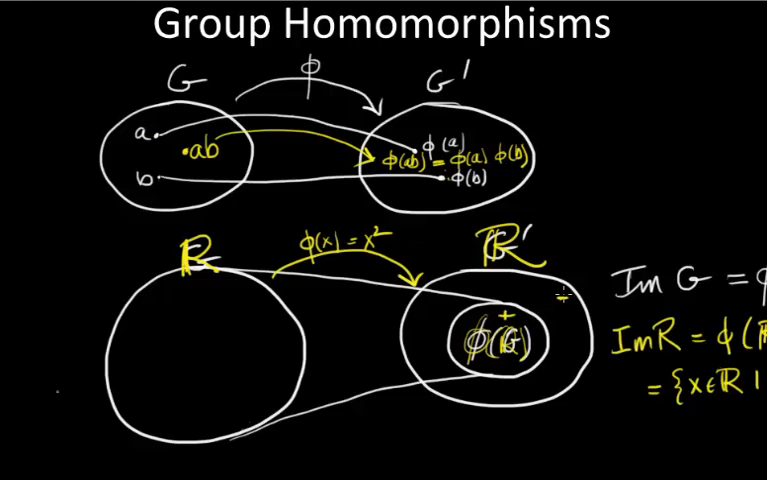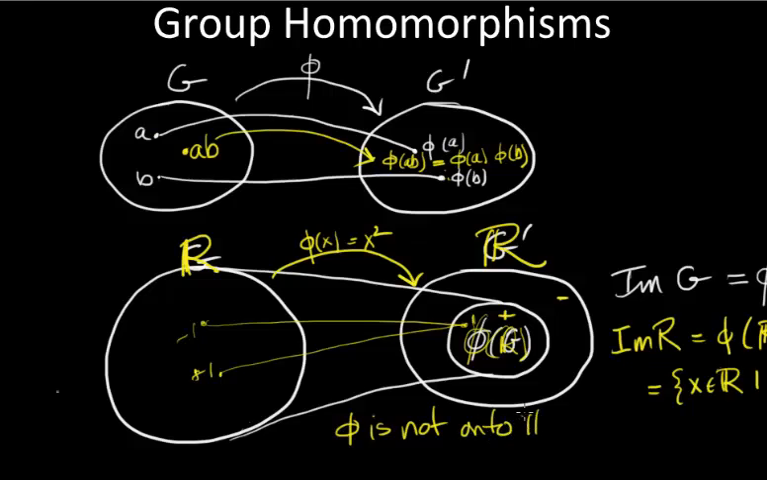This is not an onto mapping. It's onto its image, which is a subset of R. Another thing is this mapping is not one-to-one, is it? Because, for example, -1 and +1 both map to their square, which is the same, 1. So in this case we see phi is not onto R. Every element does not get hit, and phi is not one-to-one.